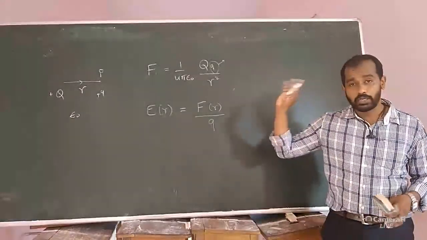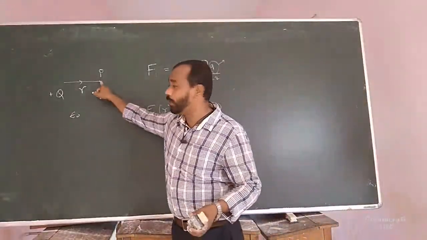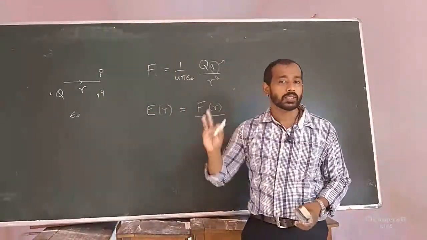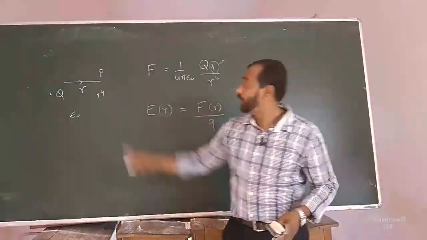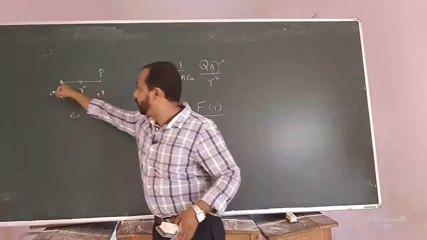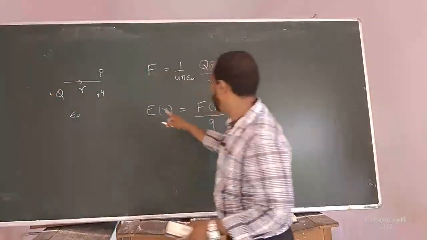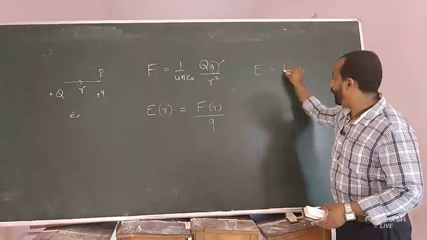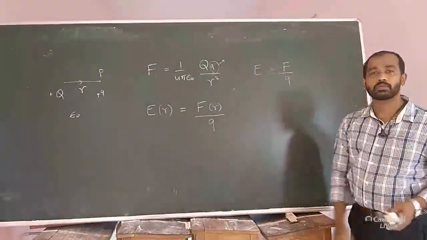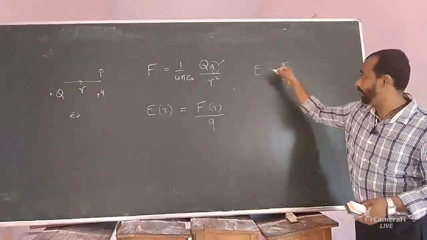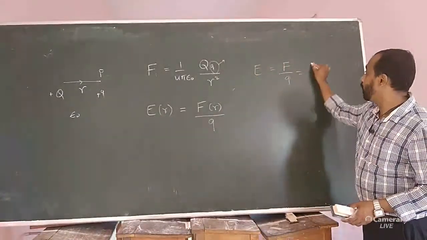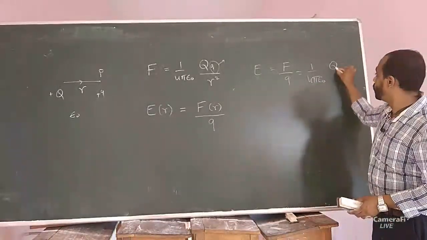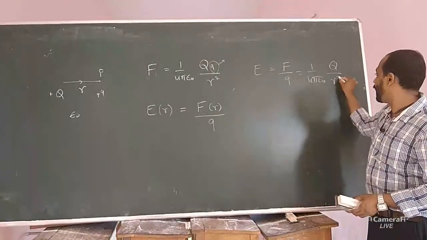Remember that we are going to define the electric field at a given point. At this point, the term electric field has no complete meaning. Always we have to mention the electric field at a point. At this particular point, the electric field due to the source charge capital Q will be, according to this equation, E equals F divided by q, which, substituting the value of F from this equation, equals 1 divided by 4 pi epsilon naught into Q divided by R square.